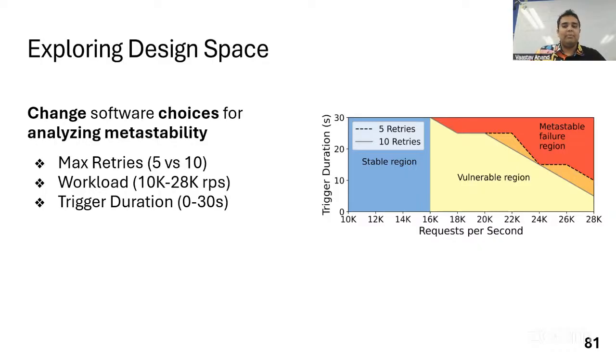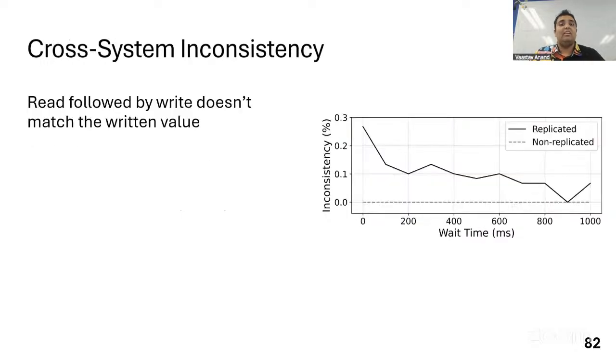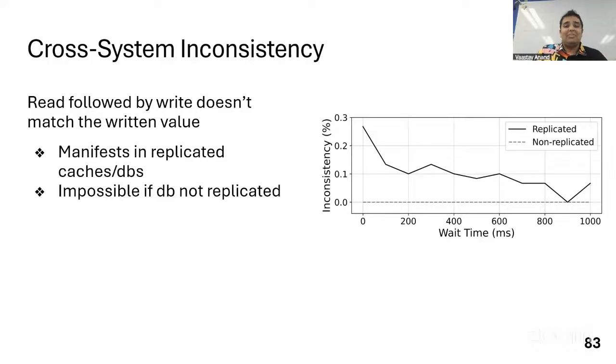The second thing we can do is look at some other phenomena such as cross-system inconsistency. This phenomenon occurs when a read of an object immediately followed by a write of the same object returns a different value than the recently written value. This only manifests in systems which have replicated databases, as without replication, there will be no delay in the application of these updates to all replicas of the database.